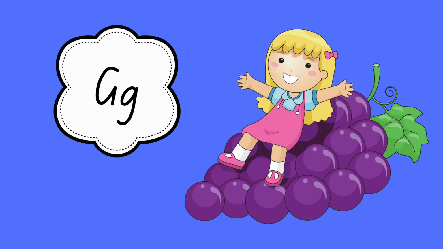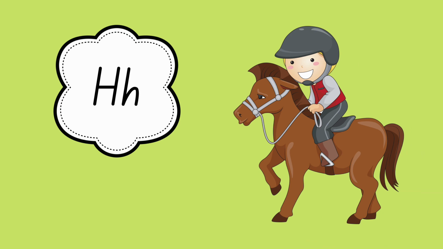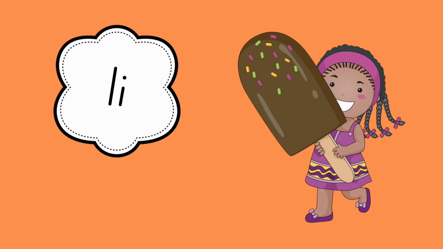G is for grapes. Grapes. H is for horse. Horse. I is for ice cream. Ice cream.